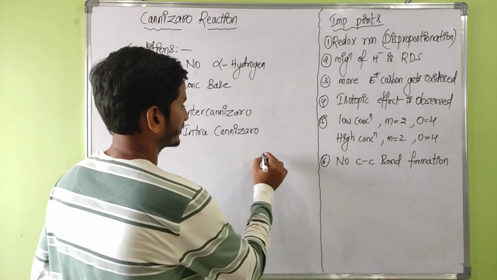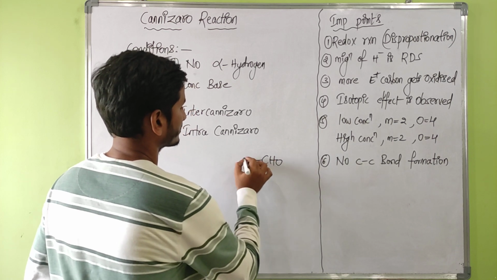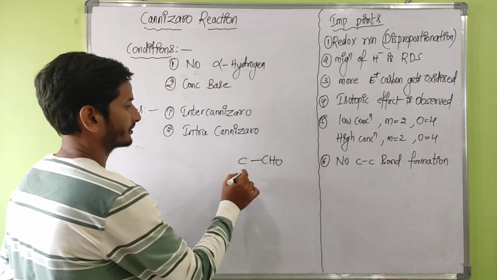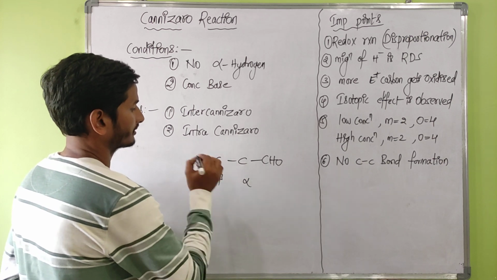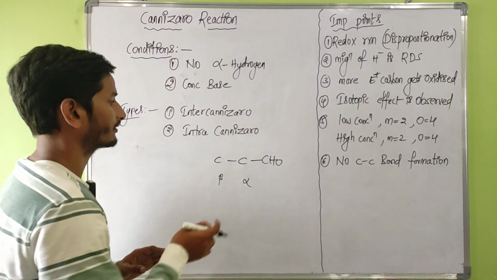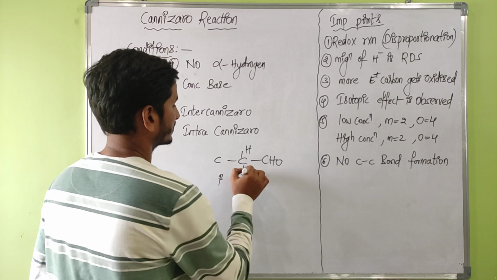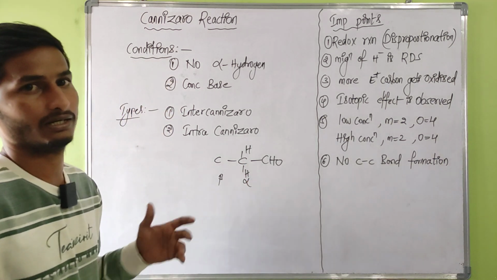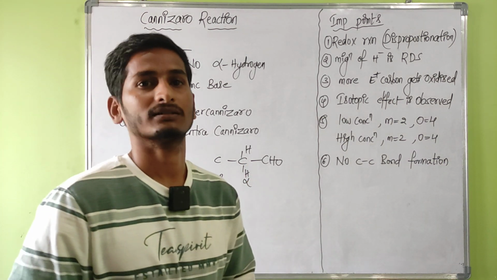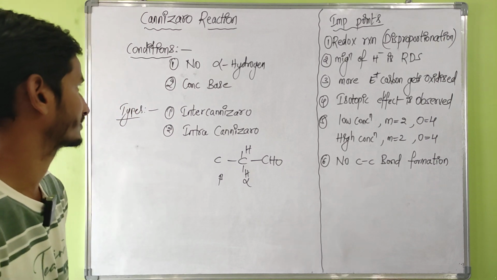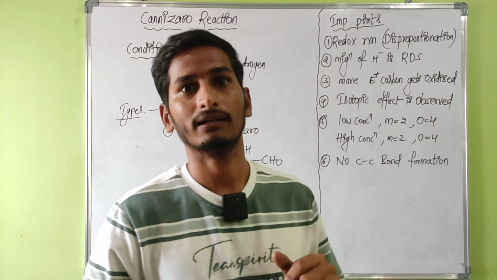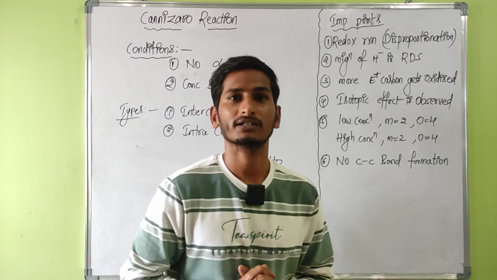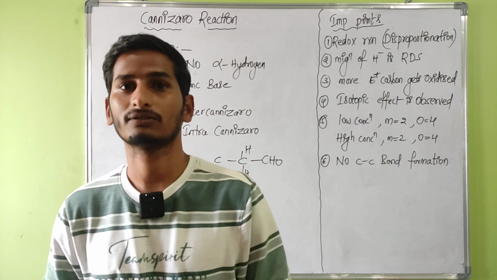If I take a functional group, the next carbon to that functional group we call alpha, and the next carbon to that one we call beta. Understood, right? Now hydrogens on the alpha carbon, we call them alpha hydrogens. For the Cannizzaro reaction there should not be alpha hydrogens. Coming to the types, we have two types, inter-Cannizzaro and intra-Cannizzaro. Firstly we will focus on the inter-Cannizzaro reaction.